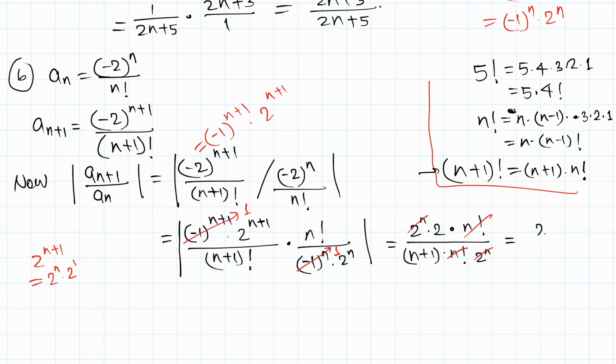So this simplifies to 2 over n plus 1. If we take the limit when n goes to infinity, 2 over infinity, the limit would be 0 as n goes to infinity.